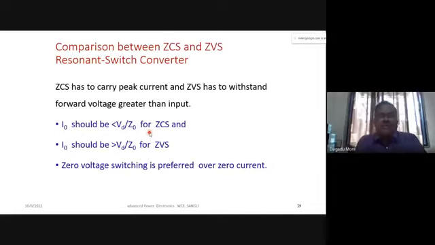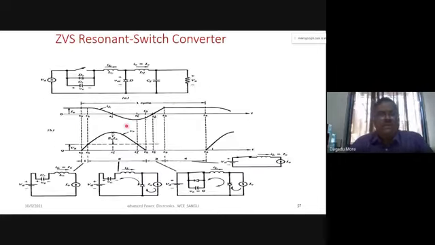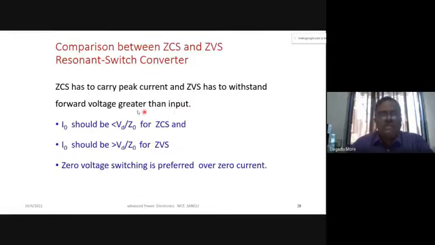Now here is the comparison. We have seen that ZCS has to carry the peak current, whereas ZVS has to withstand a forward voltage greater than the input voltage. We have seen the voltage across VC in case of ZVS. In case of ZVS, the VC voltage will be higher. VD is the input voltage, but the voltage appearing across the switch may be more than 2 to 3 times the input voltage. So that is the difference here.